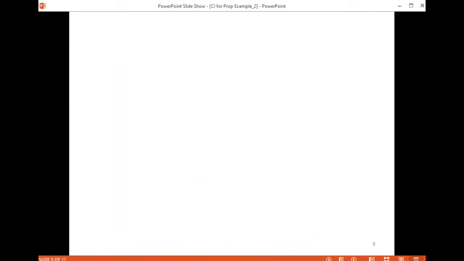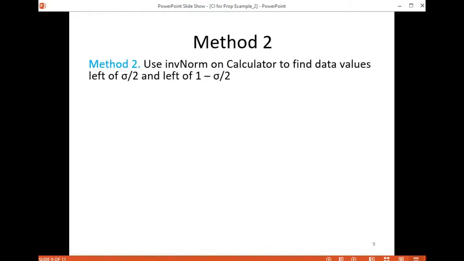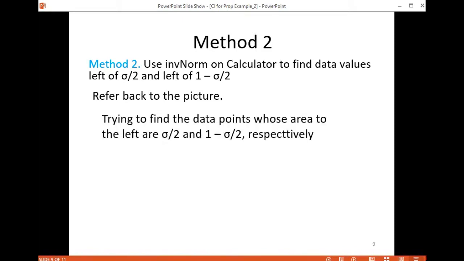Okay, so we're in a position now to find method 2. Method 2, like I said, is just to find the inverse norm of the area to the left of alpha over 2. You have to refer to the picture to understand where the alpha over 2 is coming from. Remember, there's alpha over 2 on the left, so one of the endpoints is right there. All I have to do is find the inverse norm of that value, alpha over 2. In the case of the other point, on the other side, that area would be 1 minus alpha over 2.